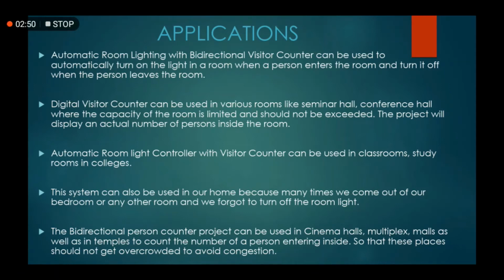These systems can be used in our homes because many times we come out of our bedroom or any other room and forget to turn off the room light. The bidirectional person counter project can be used in cinema halls, multiplexes, malls, as well as in temples to count the number of persons entering so that the places do not get overcrowded, to avoid congestion.